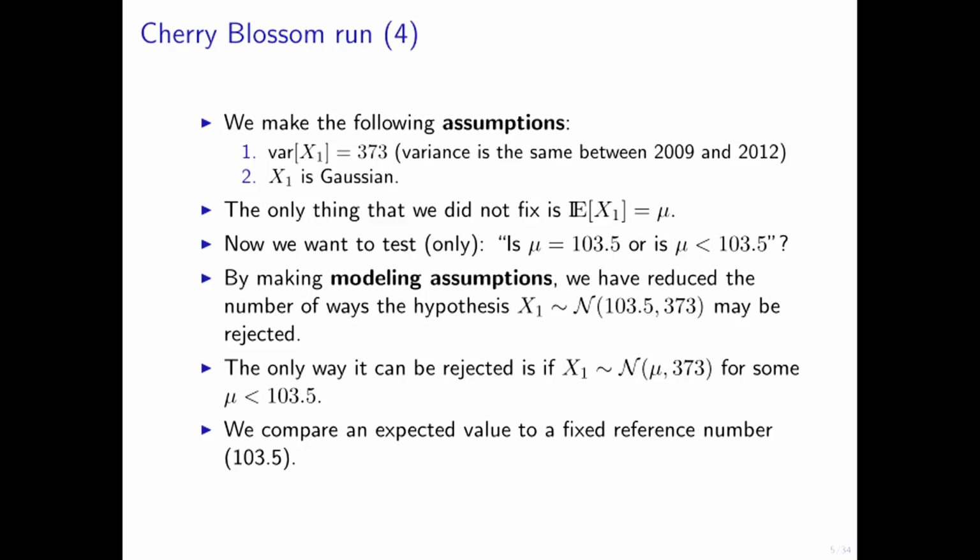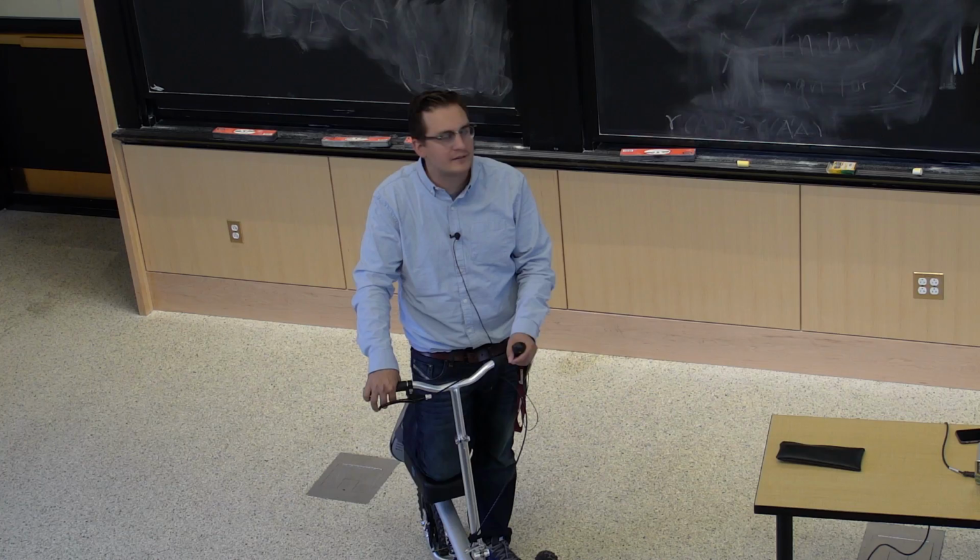And now we only want to test if mu is equal to 103.5, like it was in 2009, or on the contrary, if mu is not equal to 103.5, and more specifically, if mu is actually strictly less than 103.5. That's the question you asked.